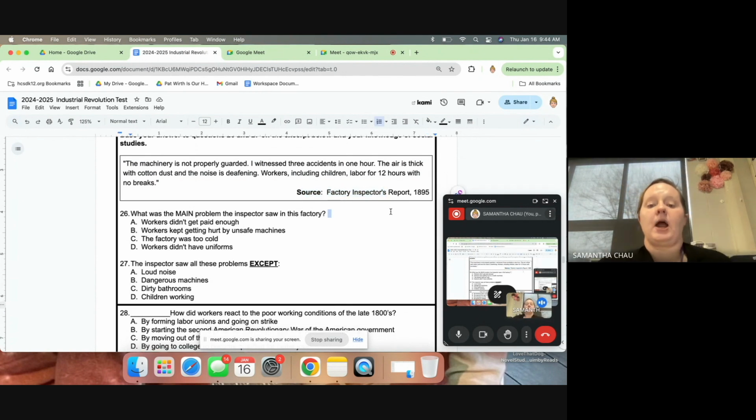What was the main problem the inspector saw in this factory? Workers did not get paid enough. Workers kept getting hurt by unsafe machines. The factory was too cold. Workers didn't have uniforms.